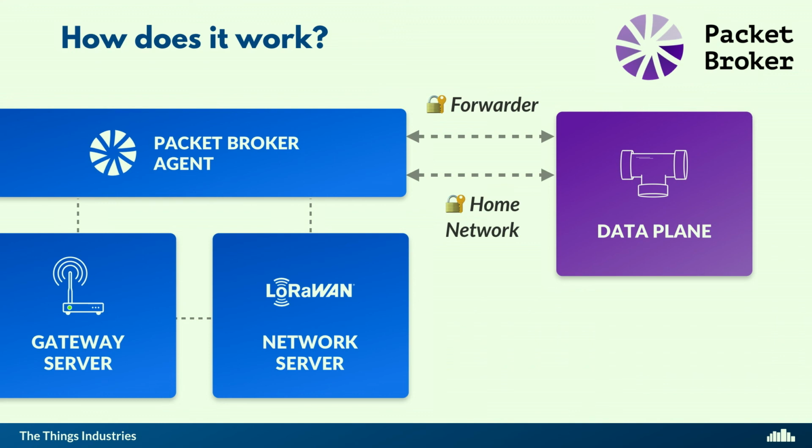The other role is home network, and that is when you have devices, and you can subscribe to uplink messages coming from other networks, coming from forwarders, and you can publish downlink messages. So we have two directions, but four sorts of traffic exchanges, actually.